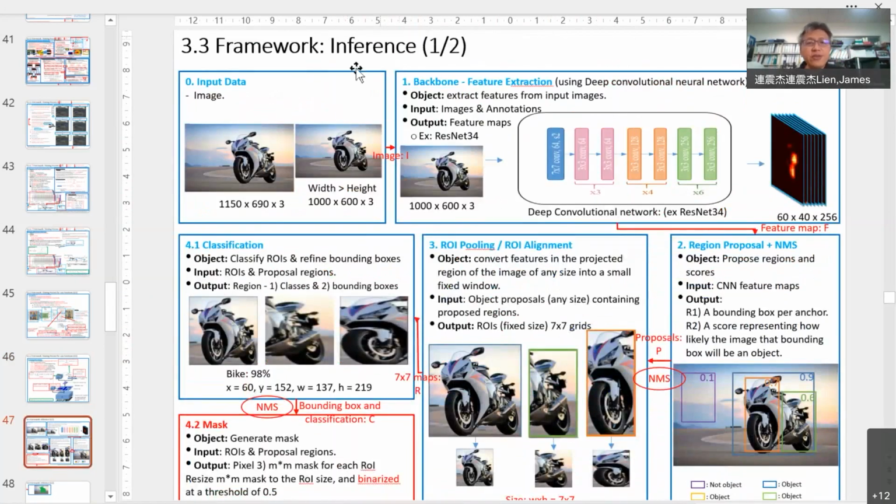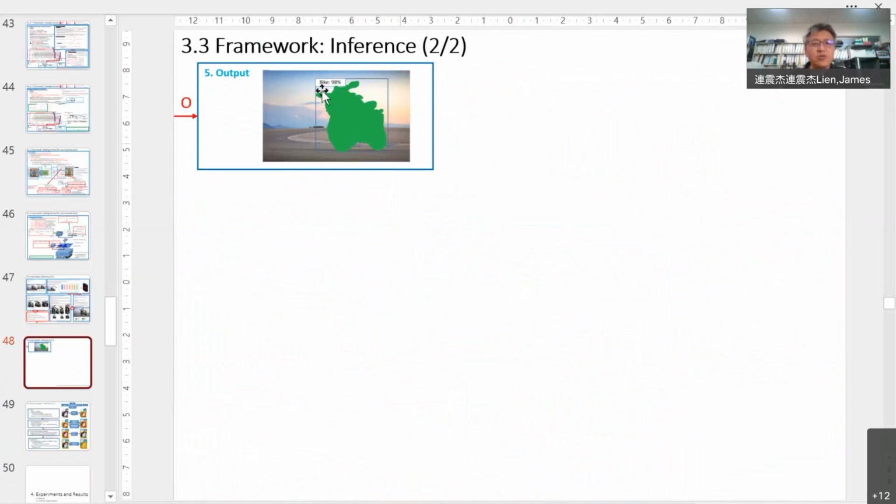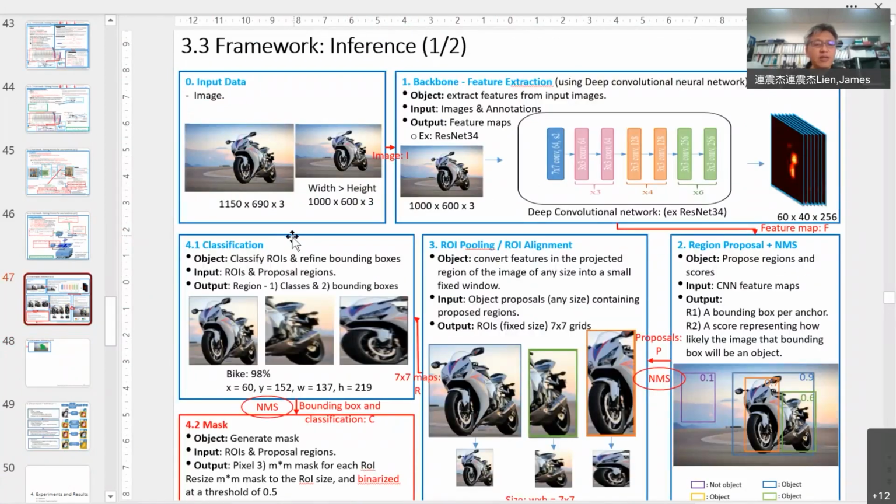So for the inference, everything is the same as Faster R-CNN, except we have one more stage, one more output here. So we double check. You have input data. Suppose your original input data is this one, so this is your resolution.